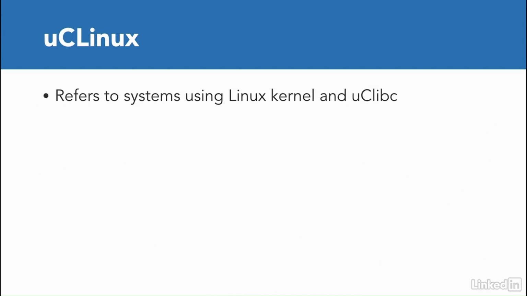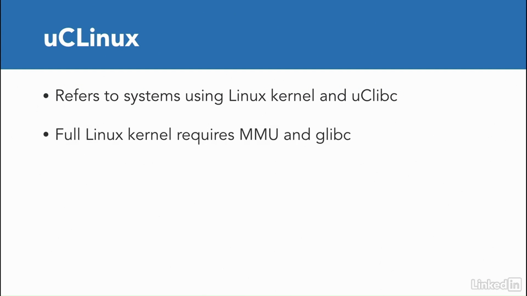uClinux now generally refers to systems using a Linux kernel and uClibc, where uClibc is a C library for embedded Linux. In comparison, the full Linux kernel uses glibc, a set of core C libraries for the GNU system and GNU Linux system. The full Linux kernel requires the MMU and glibc, while uClibc is used when no MMU is used.